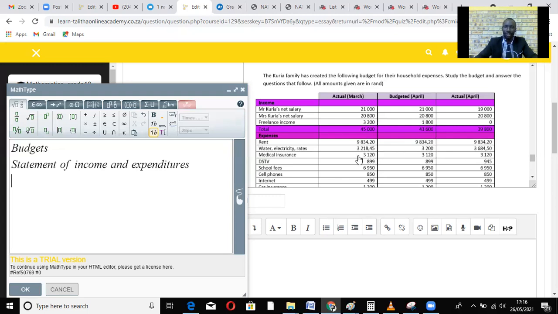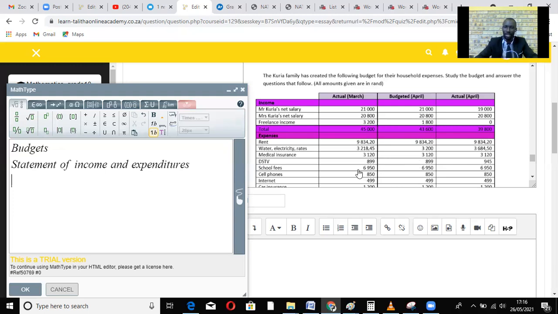Then now we extend our discussion into medical insurance. Medical insurance in March was 3,120. But the budgeted one was also 3,120. It did not change, actually. Then now, DSTV in March was 899. DSTV that was budgeted for April was 899, but the charge was increased to 949. This is the actual money that was spent on DSTV.